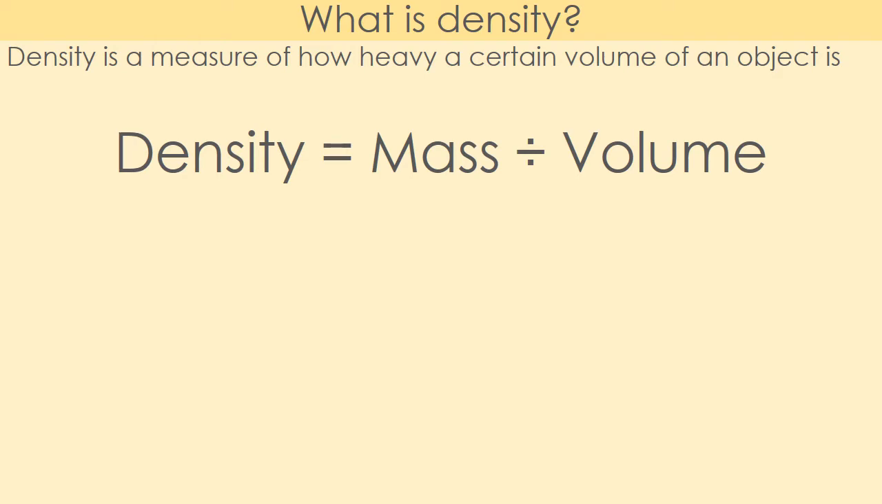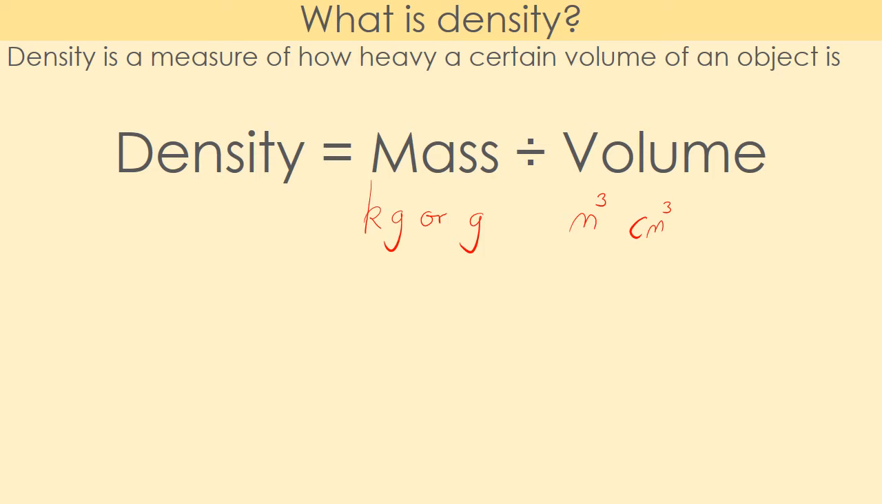So we have a formula, a nice big formula for you to learn, and that is density equals our mass divided by our volume. So density equals mass divided by volume. And for mass, we can either measure it in kilograms or in grams, depending on how big it is. Our volume, we're going to measure it in meters cubed or in centimeters cubed.